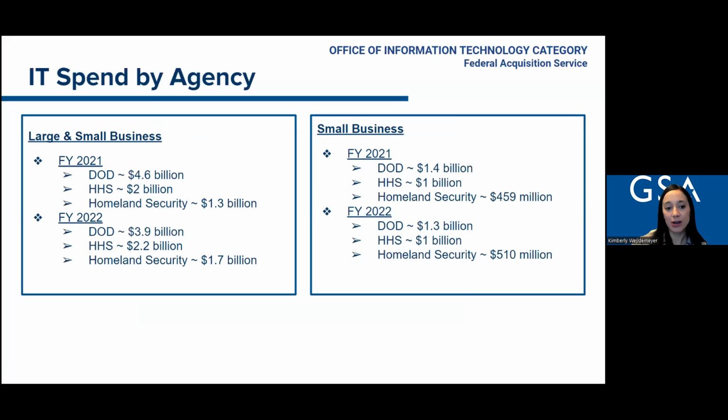Okay, so we're going to jump right into the data here. We have IT spend by agency for fiscal year 2021 and 2022. You'll notice that it's separated by all large and small businesses on the left side, and then just small businesses alone on the right side. For both large and/or small business, you can see here that DoD, Health and Human Services, and Homeland Security are top buyers of IT products and services for fiscal year 2021 and 2022. Next slide.